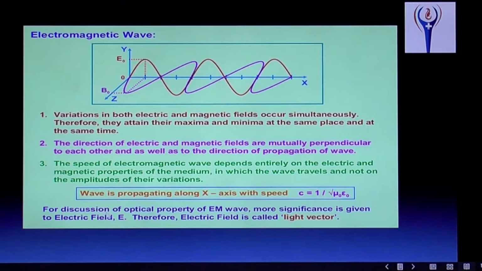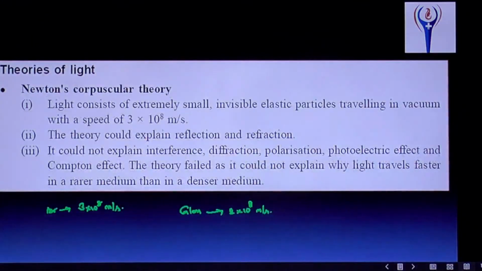And already we have discussed that both electric and magnetic fields are important, but electric field is more significant than magnetic field. So, electric field we are calling as a light vector. And different theories are put forth to explain the theories of light. Okay, that is Newton's corpuscular theory, wave theory, electromagnetic theory, like that. One theory explains one property. For example, one theory explains light undergoes reflection, refraction. Other theory explains light undergoes photoelectric effect, like that.